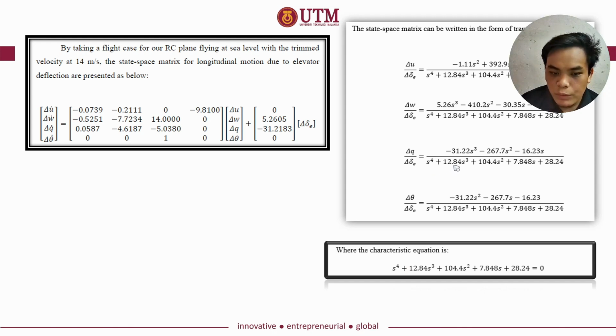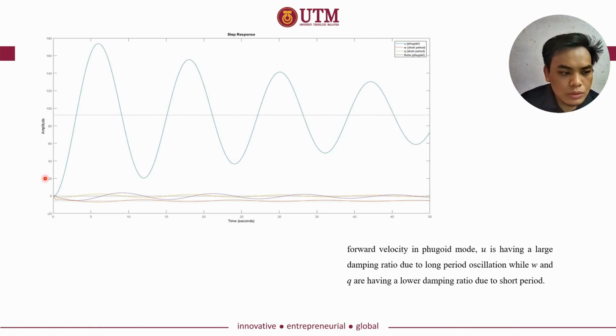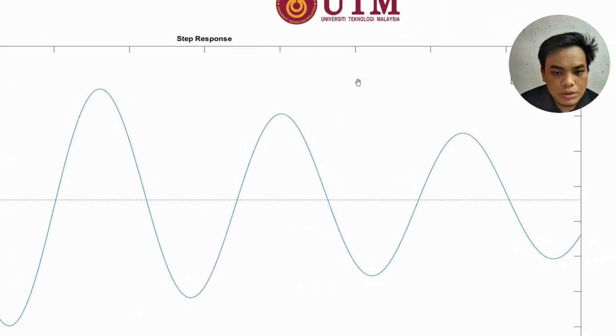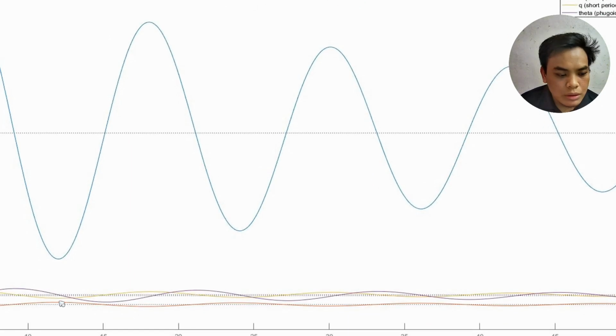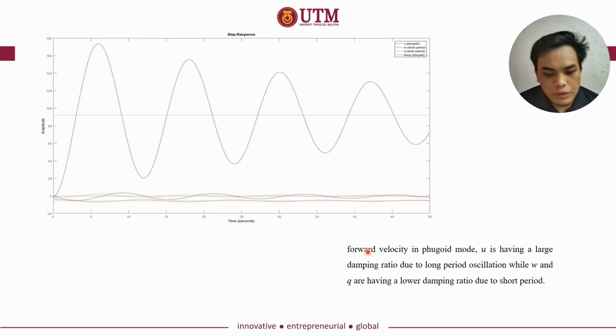By using MATLAB, we can plot the time response for 50 seconds, and this is the result. Let's take a closer look. This is for u, which is the forward velocity, and this is for w, q, and also theta. The forward velocity in phugoid mode, u, has a large damping ratio due to the long period oscillation, while w and q have a lower damping ratio due to the short period motion.